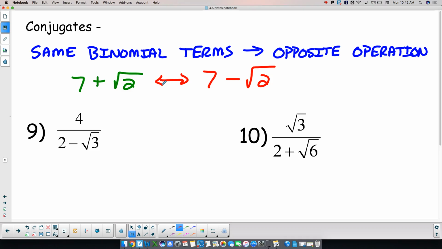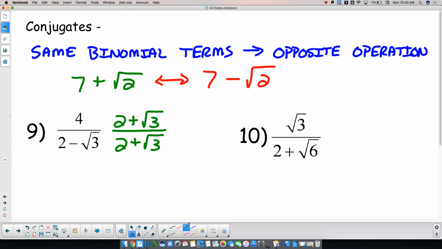Okay? So here in number 9, 2 minus the square root of 3 is my denominator. I need to multiply by 1, so I'm going to have the conjugate here is 2 plus the square root of 3. Same terms, switch the sign. My fraction now has to be equal to 1, so that's going to be 2 plus the square root of 3 over 2 plus the square root of 3.